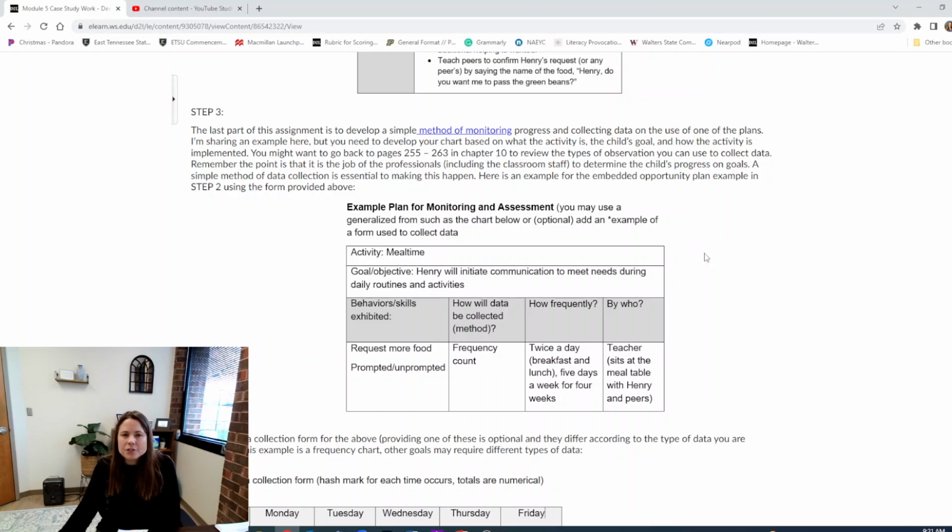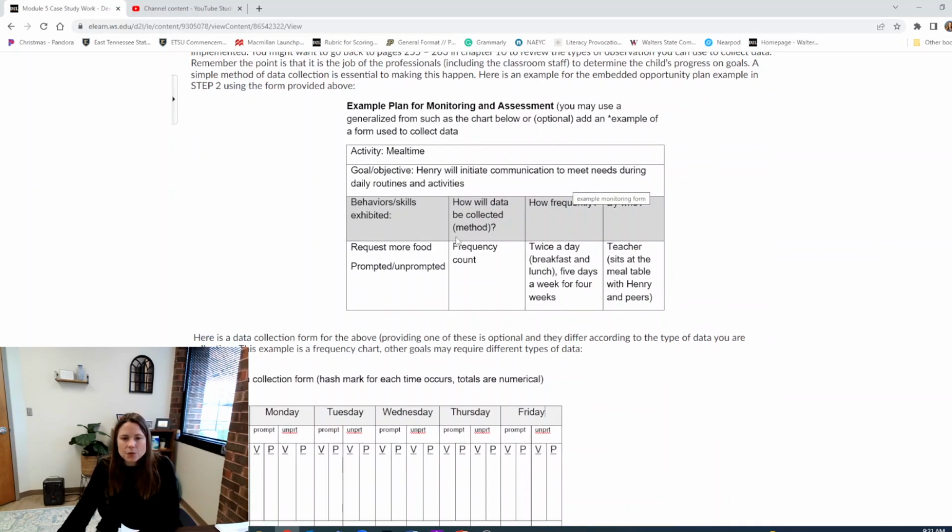So remember, it's your job as a professional or the staff to make sure that you determine the child's progress on the goals. So a simple method of data collection is really essential in making sure this happens. So the example here is showing you Henry's progress.